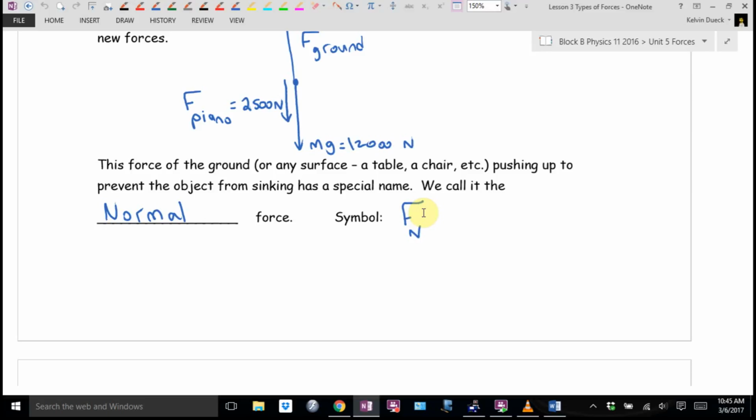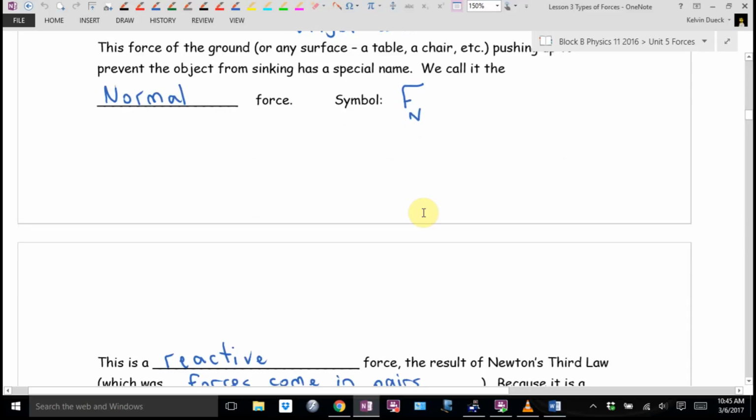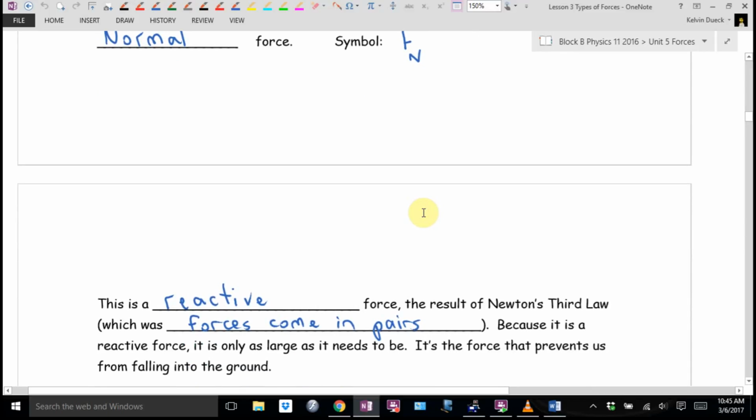I will never give you an equation for the normal force. There isn't one. What I will do is tell you how you can calculate how big it is from a good free body diagram. This is a reactive force. It comes from Newton's third law, which was forces come in pairs. And it was also important for another reason.